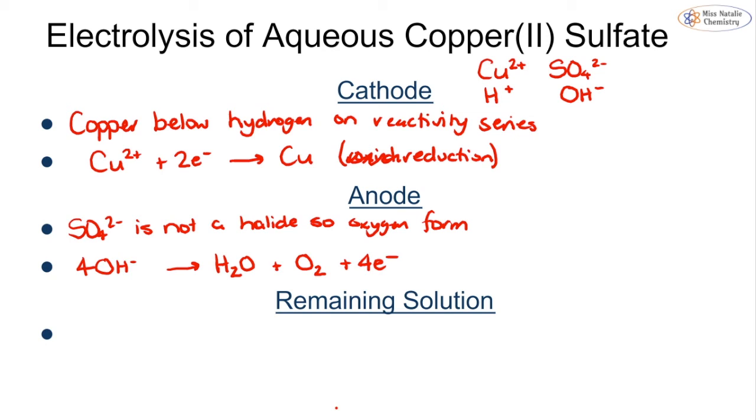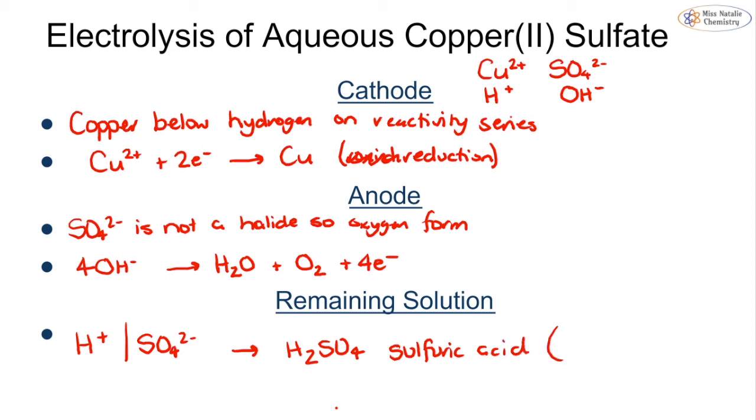And the best way for this is just to memorize that. But we know that we're going to have this OH-. We have to form O2. We don't form hydrogen ions here. Instead, we form more water. So we form the H2O, and we then have to balance it out by saying that we have 4 electrons being formed. The remaining solution then left over is our hydrogen ions plus our sulfate ions, and this is a solution of H2SO4, which is sulfuric acid. And if we test that with universal indicator, we will see a red or an orange colour, because we know that that is acidic.